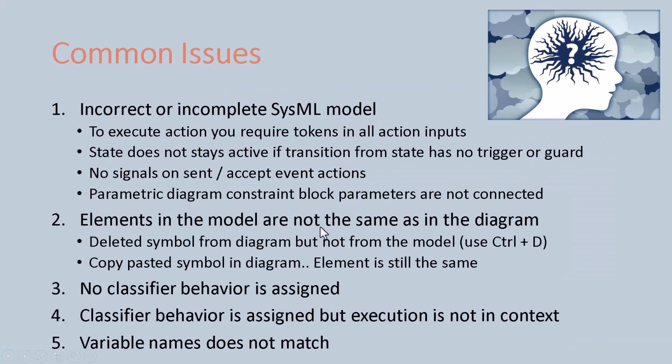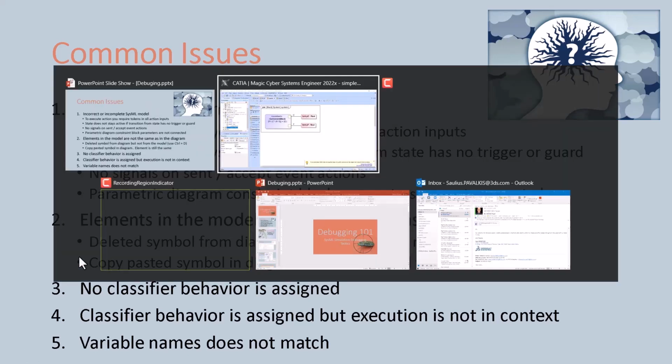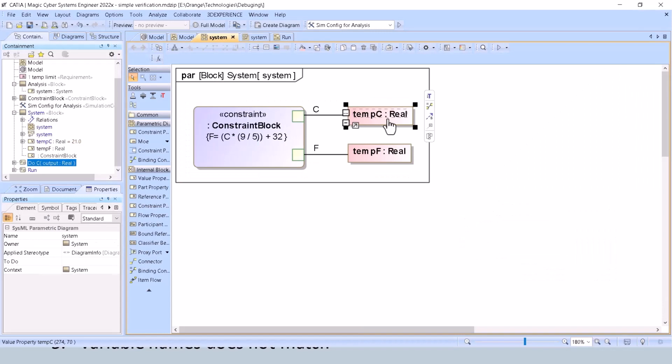Elements in the model are not the same as in the diagram. In the model, this is the authoritative source of truth, right? But in the diagram, you can have fewer elements, as we saw with the parametric diagram. So for example, here, I can remove this from the diagram. I can hide that one.